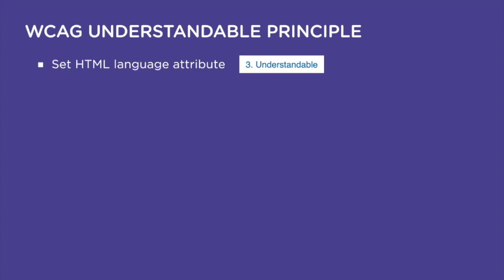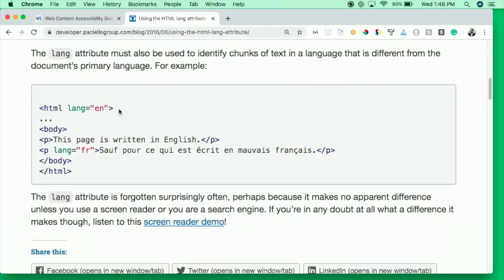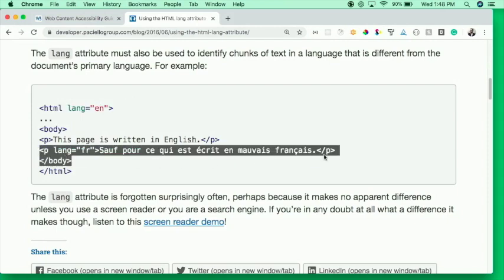Developers should set an appropriate language attribute so screen readers know what language to expect and what accent to use in pronouncing page content. In the example shown here, the document's primary language is English, but this particular paragraph asks the screen reader to switch to French pronunciation.